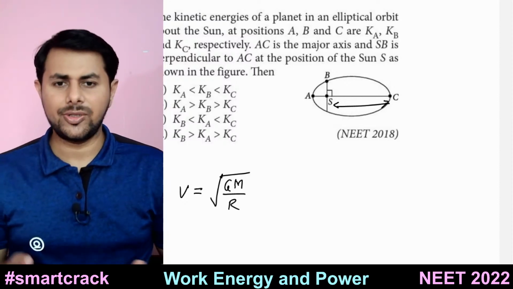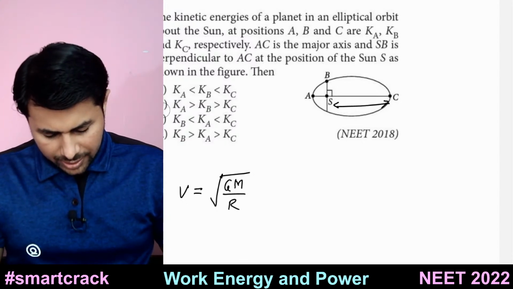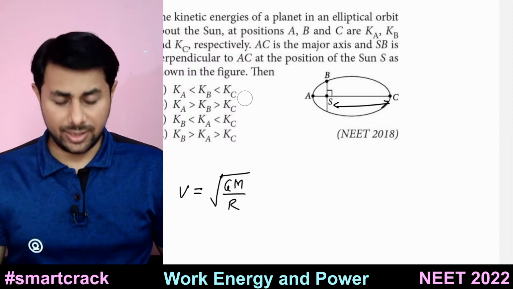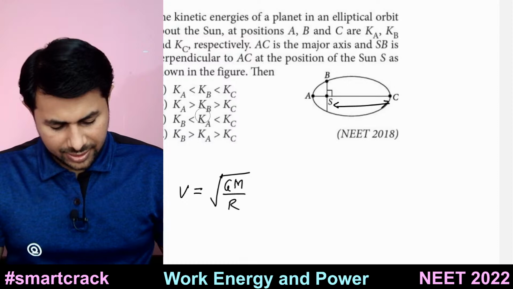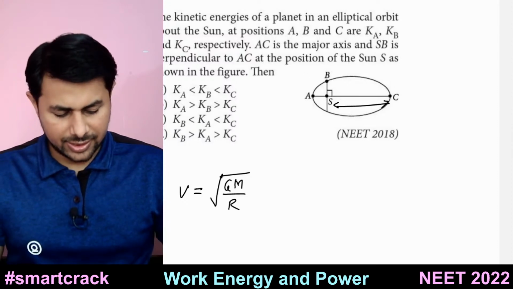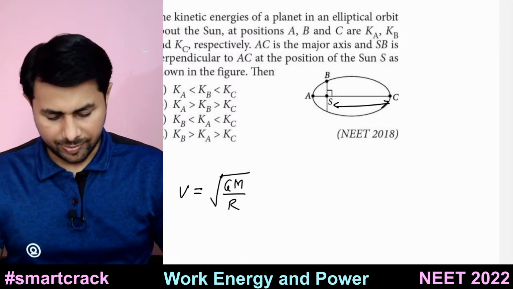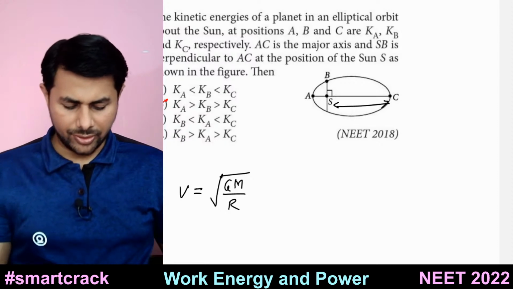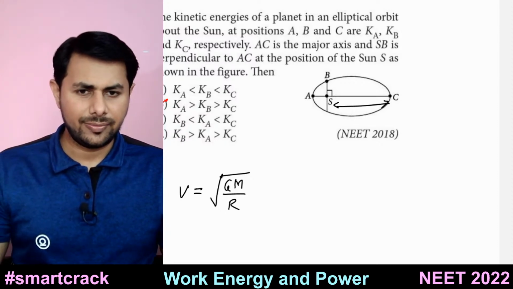So let's see which of these options matches with this conclusion. Kinetic energy at A is less than kinetic energy at B, and it is less than C. This is exactly opposite, right? So kinetic energy at A is greater than kinetic energy at B, and it is greater than kinetic energy at C. That means kinetic energy at C is minimum. So this option matches our conclusion. So this is the correct option. Simple. Got it?